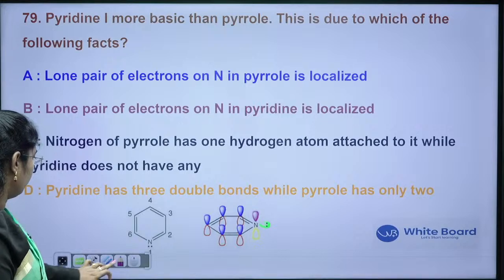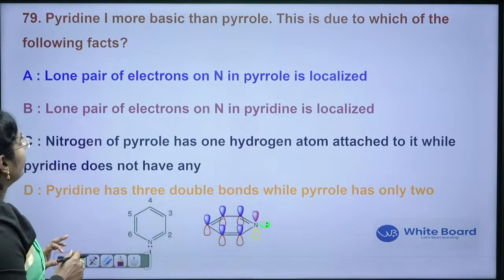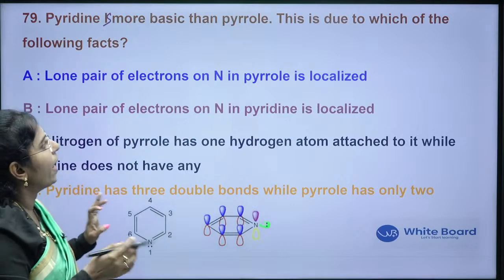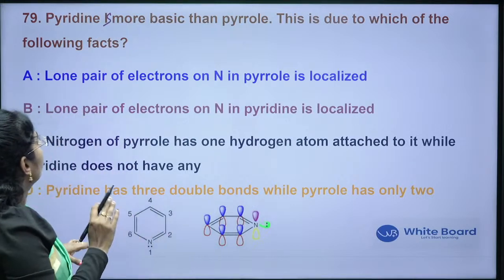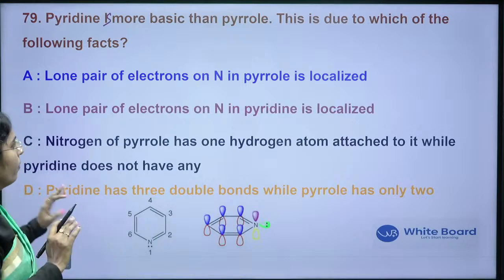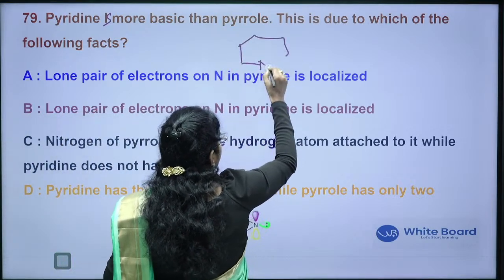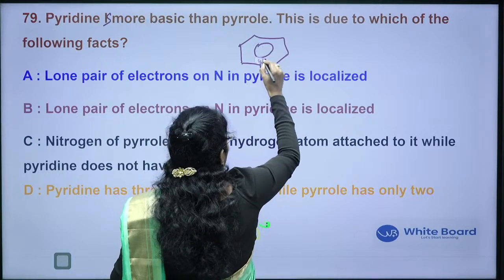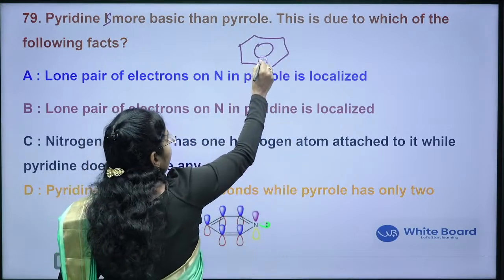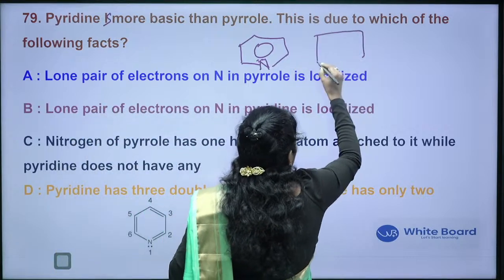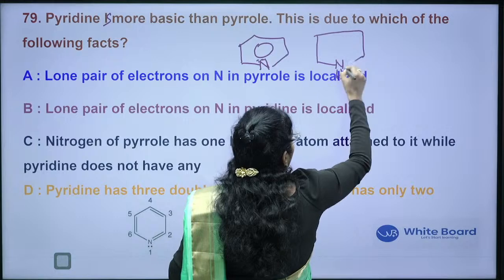Pyridine is more basic than pyrrole. This is due to which of the following facts? Right. What is the pyridine structure? This is the pyridine structure, and if you see the pyrrole structure, this is the pyrrole structure.